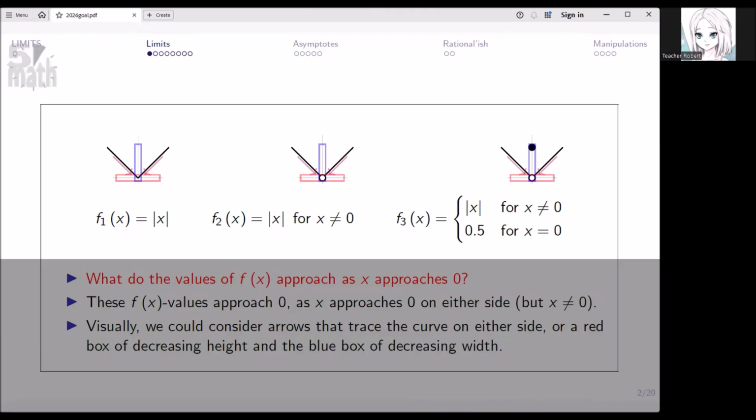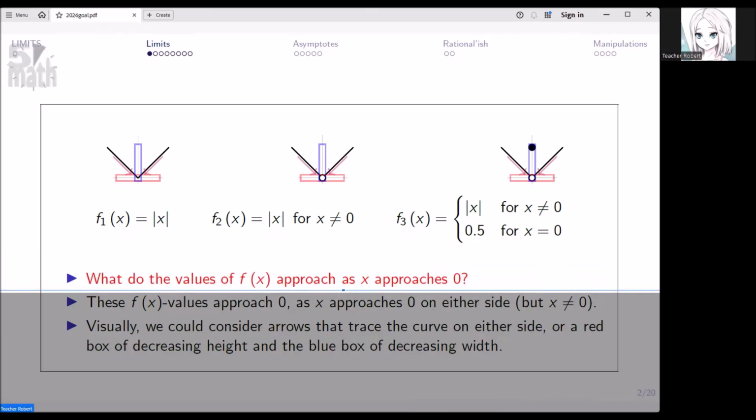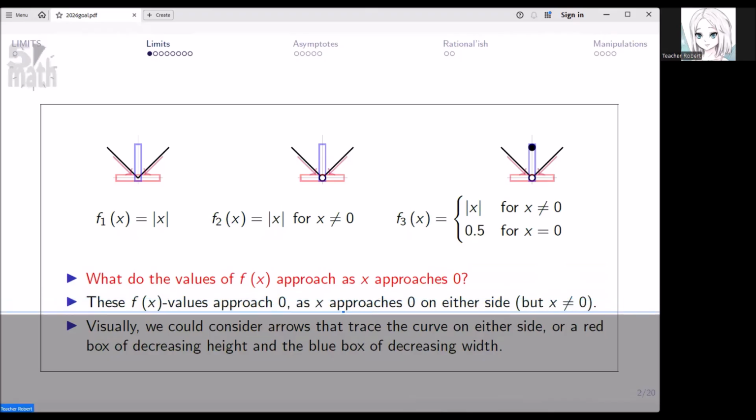Absolute value x for x not equal to 0, 0.5 for x equals 0. What do the values of f of x approach as x approaches 0? These f of x values approach 0 as x approaches 0 on either side, but x is not equal to 0.